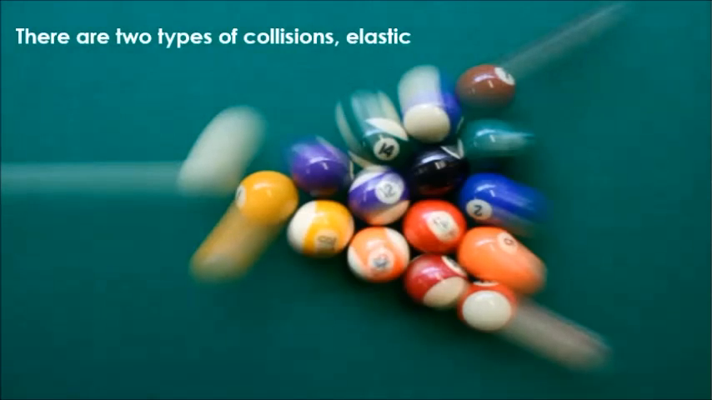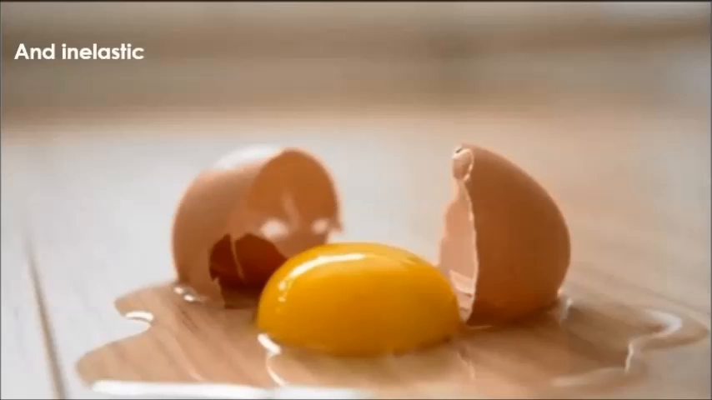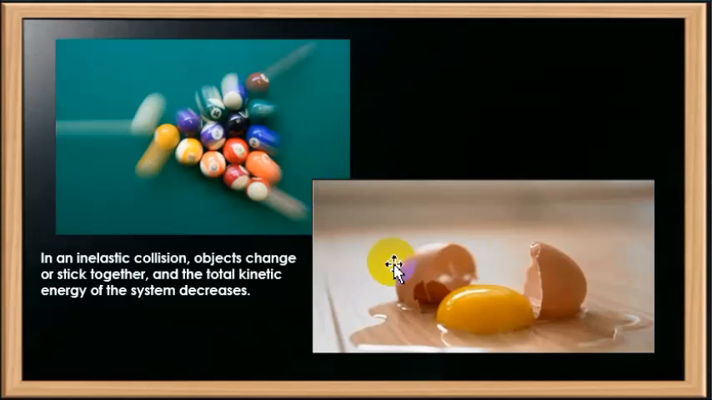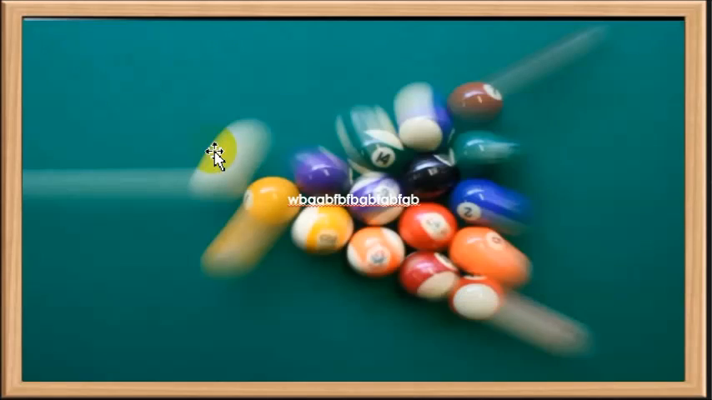There are two types of collisions that we deal with, basically. One is an inelastic collision, or elastic. So here's an elastic collision, and there's an inelastic collision, the egg. In an inelastic collision, objects change or they stick together, and the total kinetic energy of the system decreases. Not so much in the elastic collision. We keep most of the kinetic energy.